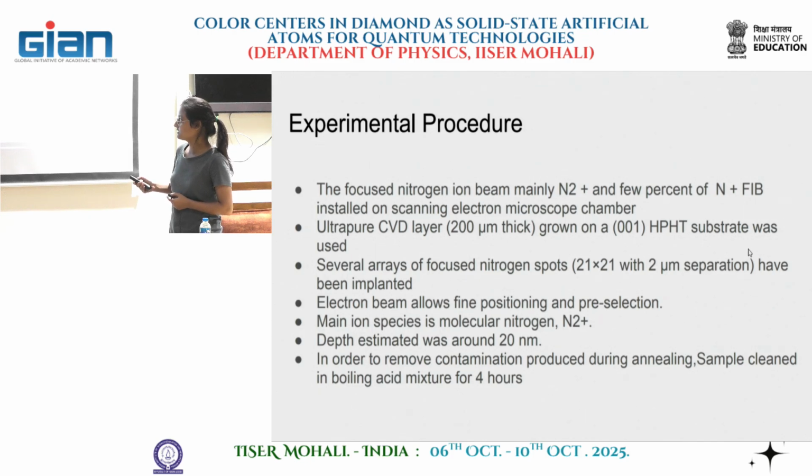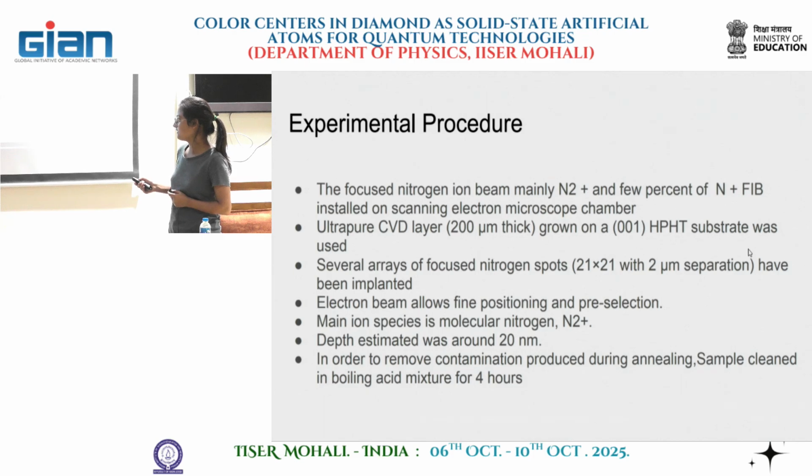The main ion species that we are using in this ion beam are mostly N2 plus and a few percent of N plus as well. The depth of the nitrogen vacancies that we are creating goes to a range of nearly 20 nanometers. And also in all this process, after forming the NV centers, we also need to do the annealing.